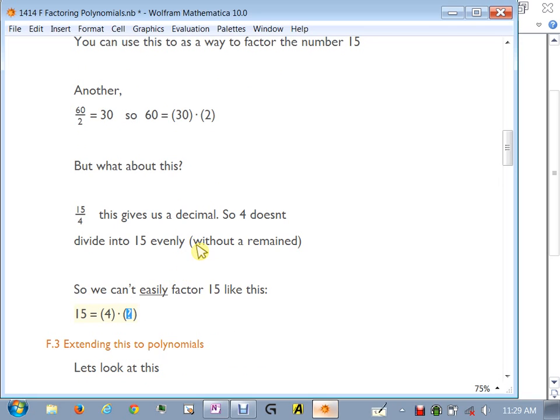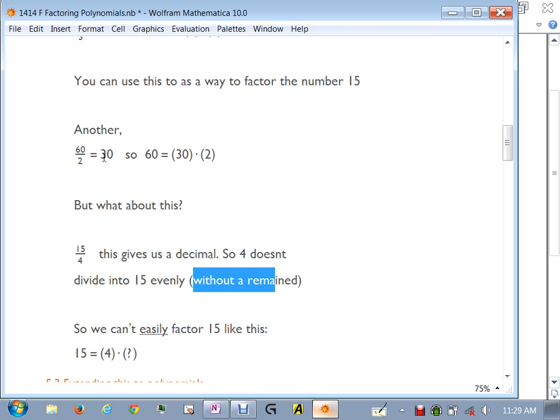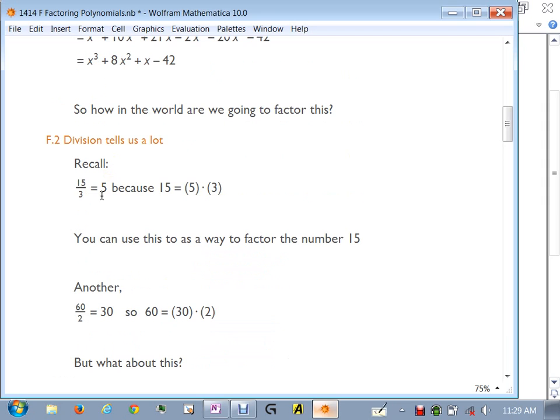So the key here was the remainder. When you divide this one in, there's a remainder. There's something left over. With this one, when I said 30, I meant 30. There's nothing hanging off the end there. Same thing with this, 5 and no more.